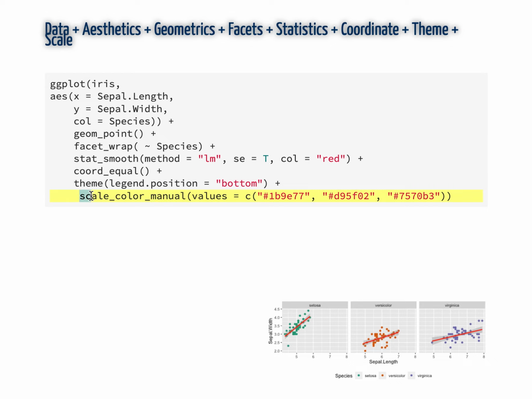So here in my case, scale, aesthetic color. So it's mapped to this one. Now here, setosa took the color specified here, and the next one took the color specified here, and the last one took the color specified here. I have changed the default color scheme to these colors.